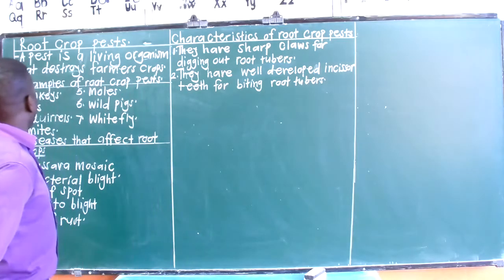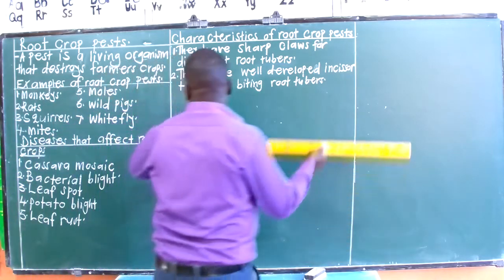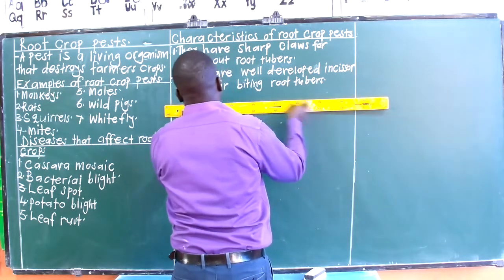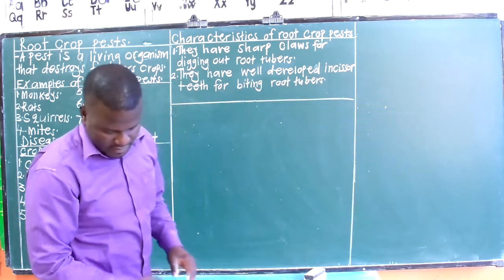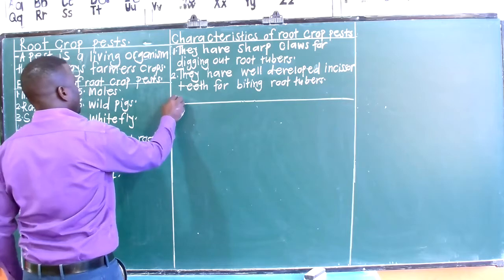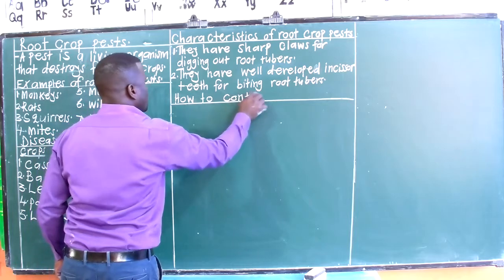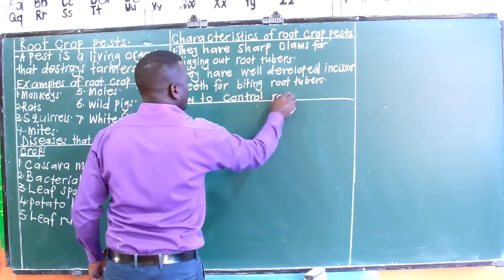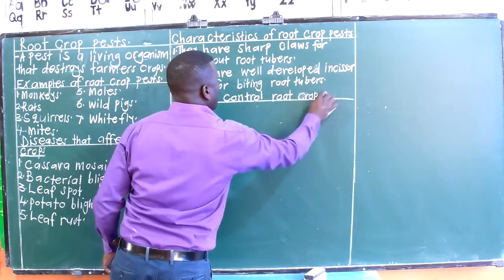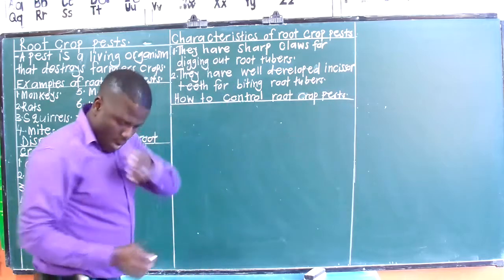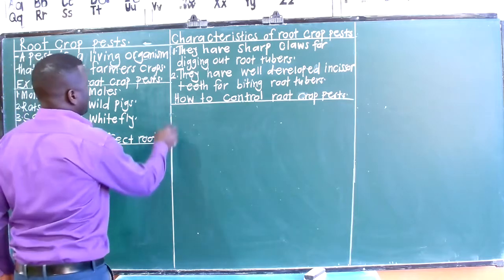How to control crop pests. How can root crop pests be controlled? One, we can control root crop pests by spraying with pesticides.